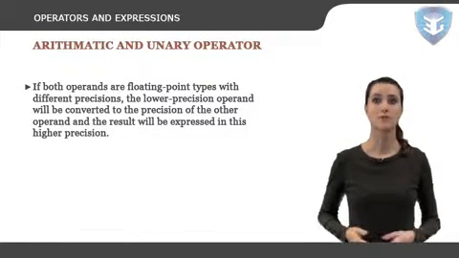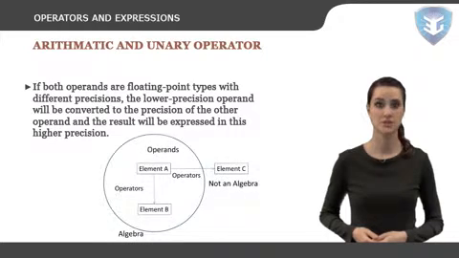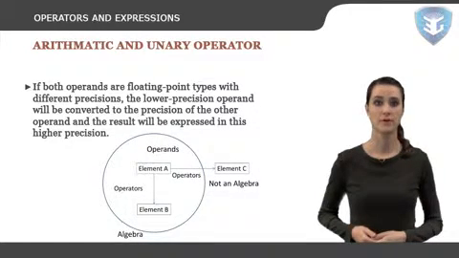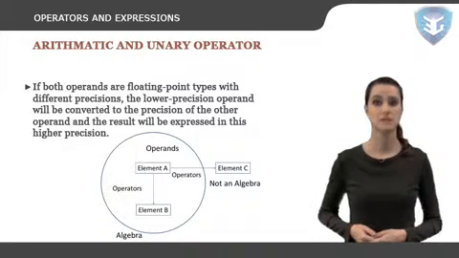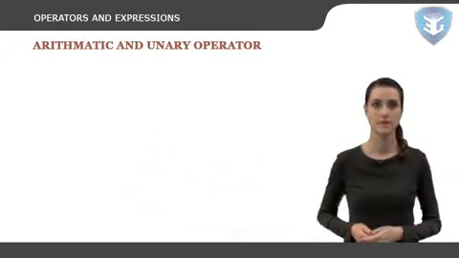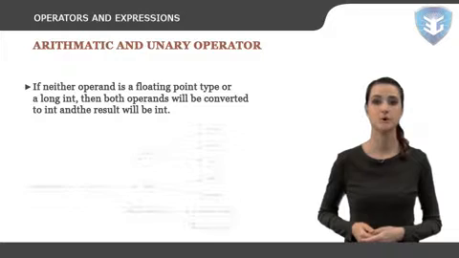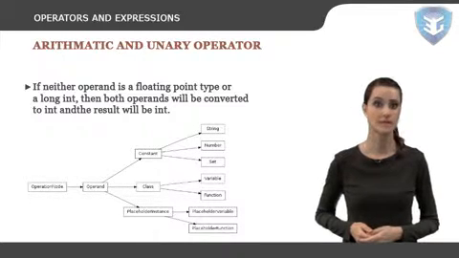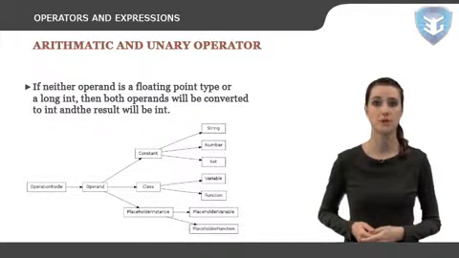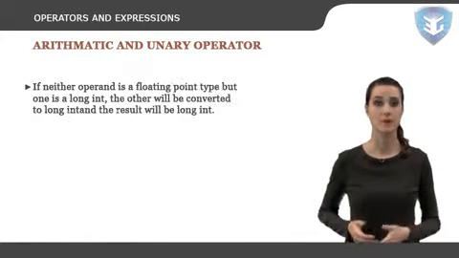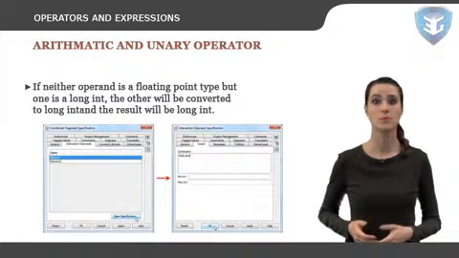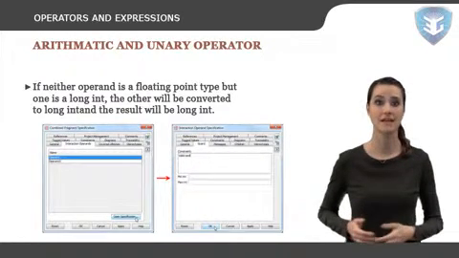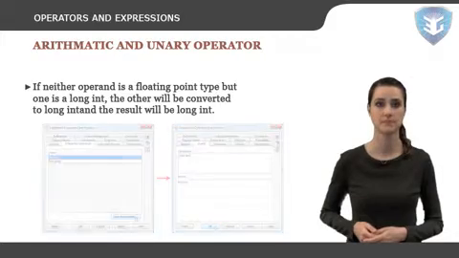If both operands are floating point types with different precisions, the lower precision operand will be converted to the precision of the other operand, and the result will be expressed in this higher precision. If neither operand is a floating point type or a long int, then both operands will be converted to int and the result will be int. If neither operand is a floating point type, but one is a long int, the other will be converted to long int and the result will be long int.